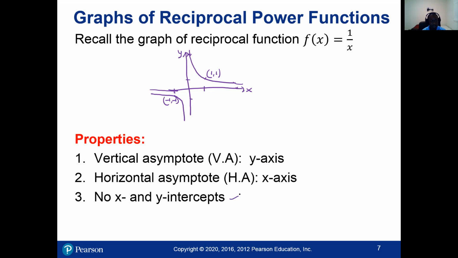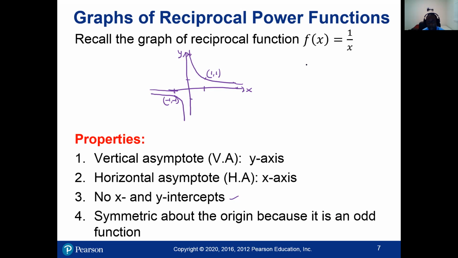And then three, for this function, if I plug in f of negative x, I get 1 over negative x, which is equal to negative 1 over x, which is the same as negative f of x. This says that f is odd. See that? So if it's odd, then it's symmetric with respect to the origin.